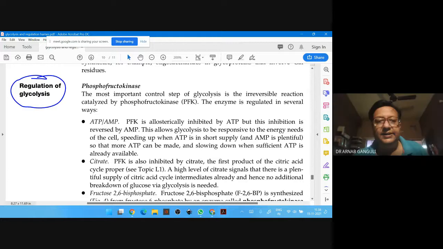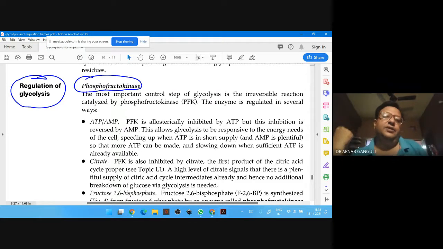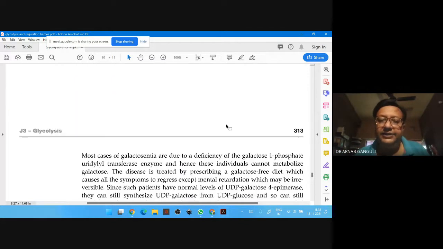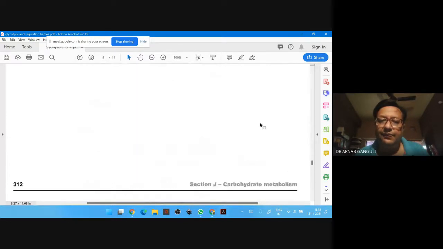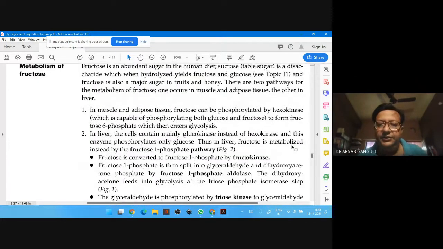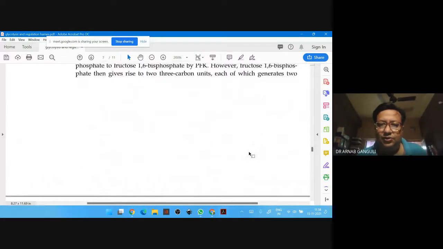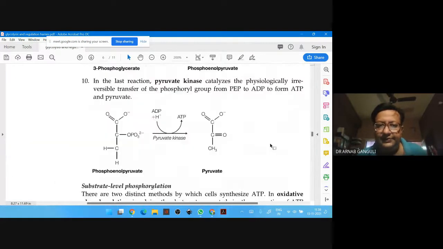So the first enzyme which you have seen is phosphofructokinase. This enzyme converts fructose 6-phosphate into fructose 1,6-bisphosphate. Let me revise the steps of glycolysis once more. Those who have not attended last day's class, I'll briefly go through it.